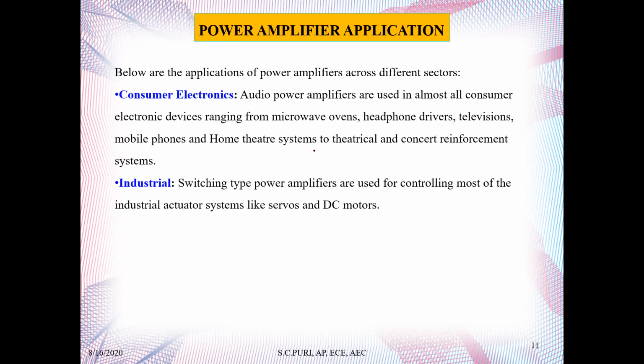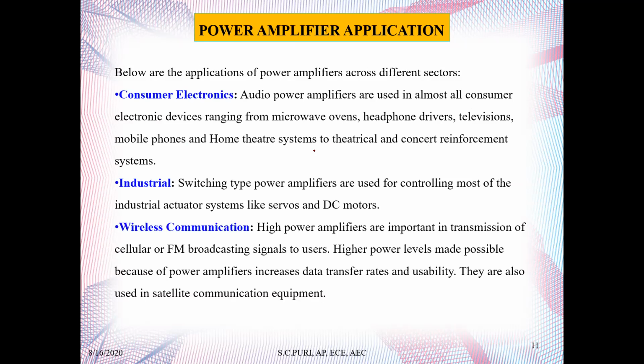Now, industrial application. Switching type power amplifiers are used for controlling most of the industrial actuator systems like servos and DC motors. Wireless communication: it finds application here. High power amplifiers are important in transmission of cellular or FM broadcasting signals to users. The high power level made possible by the power amplifier increases data transfer rates and usability. They are also used in satellite communication equipment.